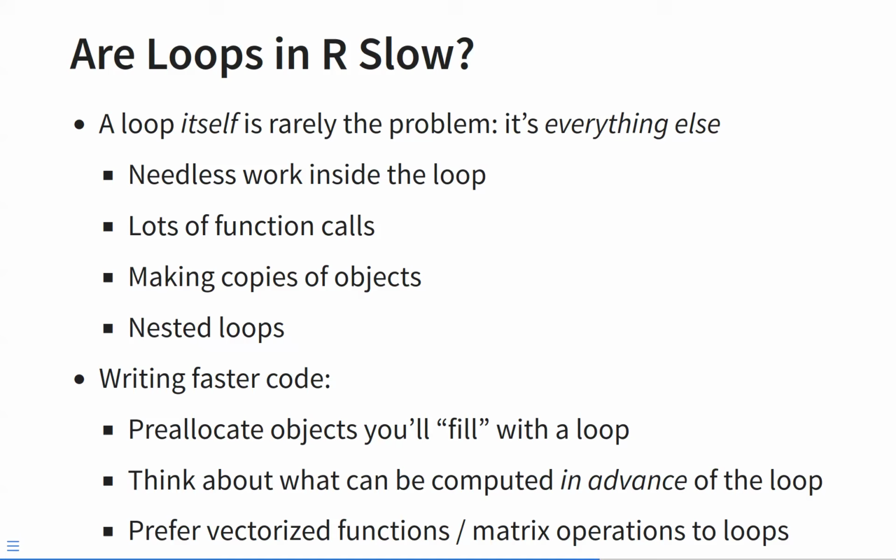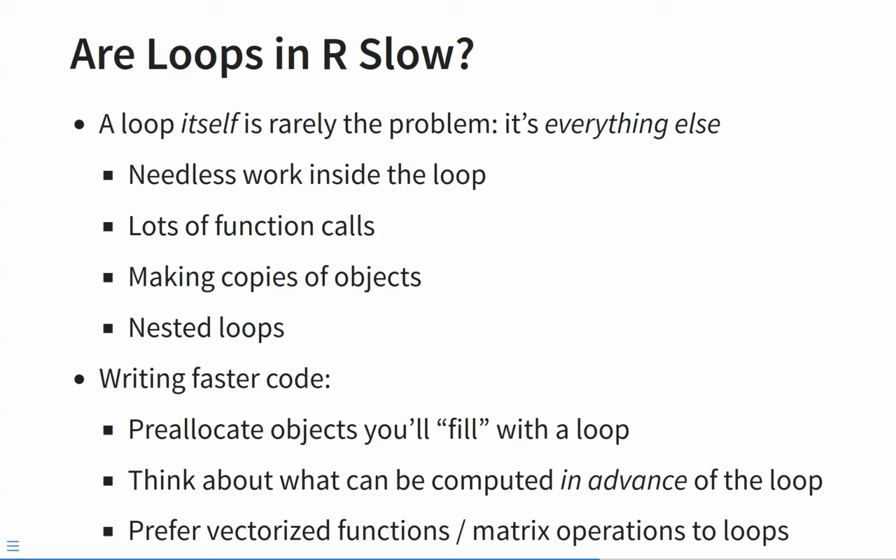Some tips for writing faster code are as follows. First of all, if you're trying to fill up an object by looping over it, you should start by constructing that object and making it full of, say, NAs. This means that as you start to fill in the object, R is not forced to copy it. So let's say it's a vector that you're filling up. R is not forced to copy it over and over and over. Those operations are very, very expensive.